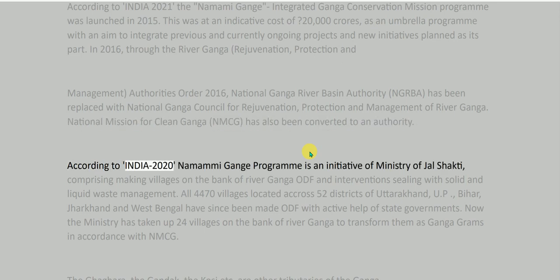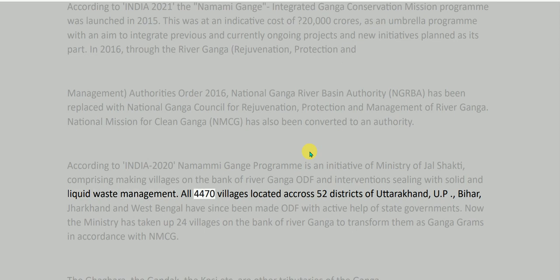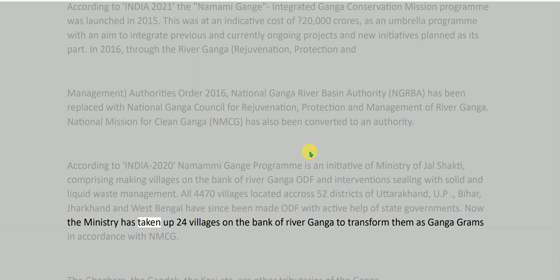According to India 2020, the Namami Gange program is an initiative of the Ministry of Jal Shakti, comprising making villages on the bank of River Ganga ODF and interventions dealing with solid and liquid waste management. All 4,470 villages located across 52 districts of Uttarakhand, UP, Bihar, Jharkhand and West Bengal have since been made ODF with active help of state governments. Now the ministry has taken up 24 villages on the bank of River Ganga to transform them as Ganga Grams in accordance with NMCG.